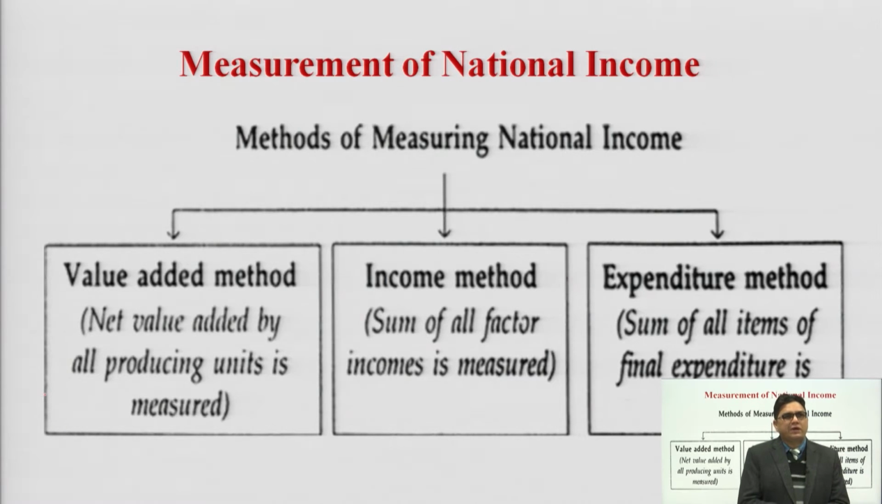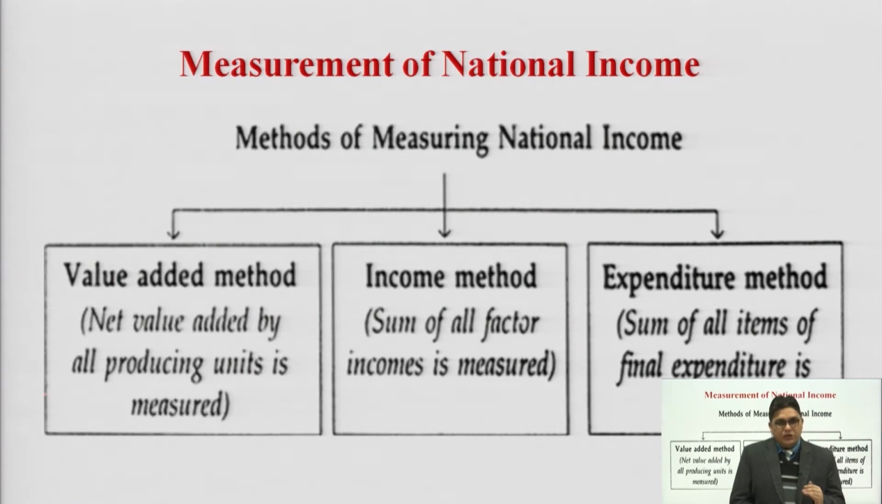Next, it is the income method. It is the income earned by all citizens of a country. If we add it together, then the national income can come. Next, it is the expenditure made on all items. This is the way we can calculate national income. So, these are the three ways national income can be measured: the product method, income method and expenditure method.